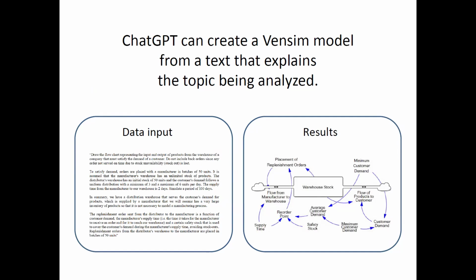We need to start with a document, a text, that incorporates all the variables we want to be taken into account in the model in a clear and concise manner, including the parameter values, whether real or estimated, that we want the model to take into account. ChatGPT can perform a complete analysis process, from writing the equations to designing the diagram, all the way to providing us with a result that will be an executable Vensim file.